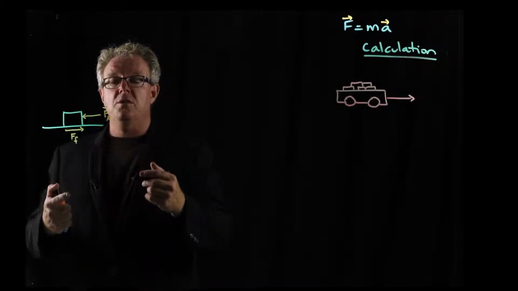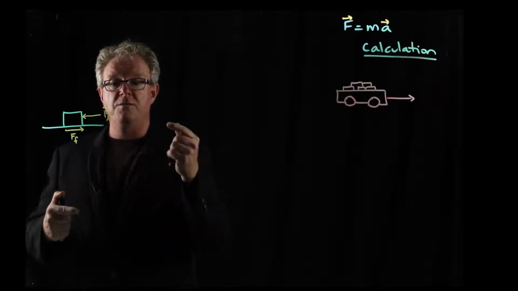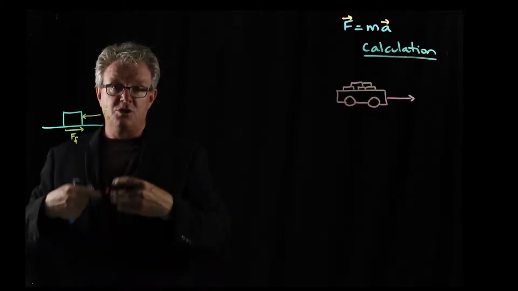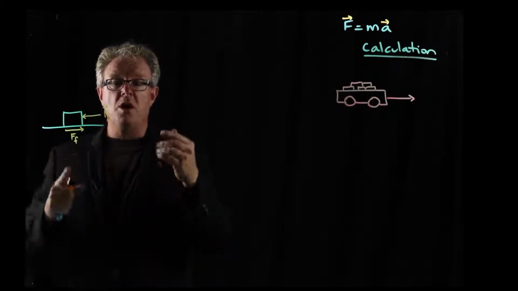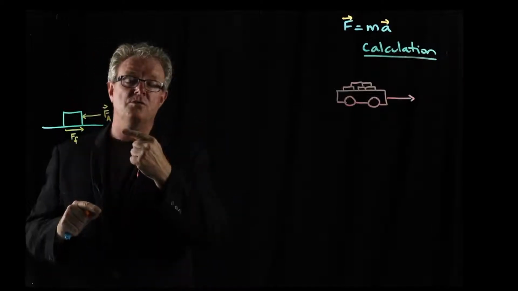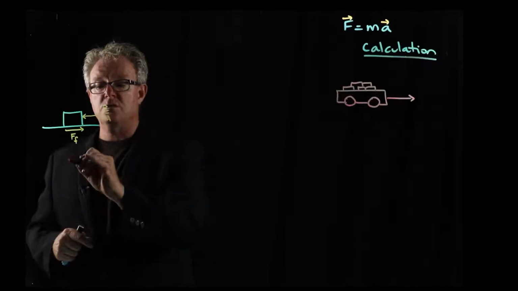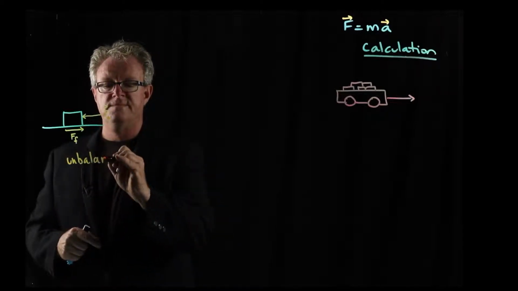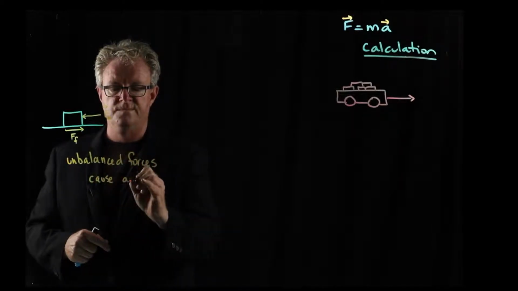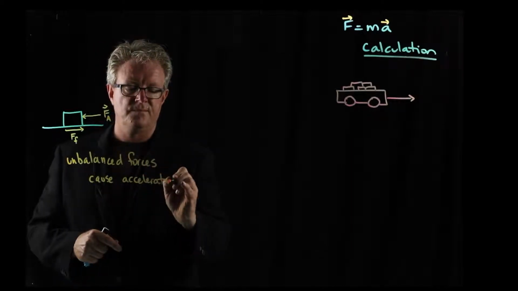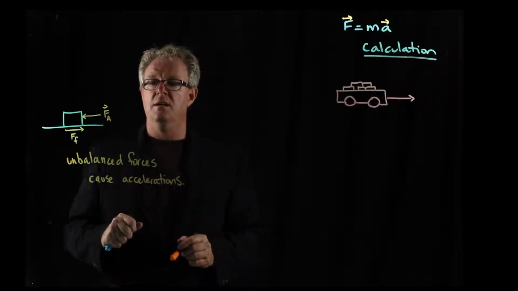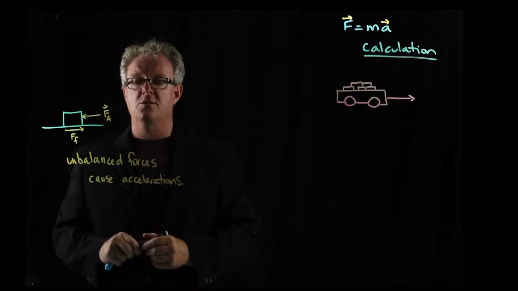So there will be a point though where the forces are balanced and the force of friction is exactly equal to the applied force, and there will still be no motion, but the moment I add a little bit of extra force greater than the force of friction, it starts to move. And that's when we have an unbalanced force. So unbalanced forces cause acceleration, okay? That's the first thing to realize with Newton's second law.